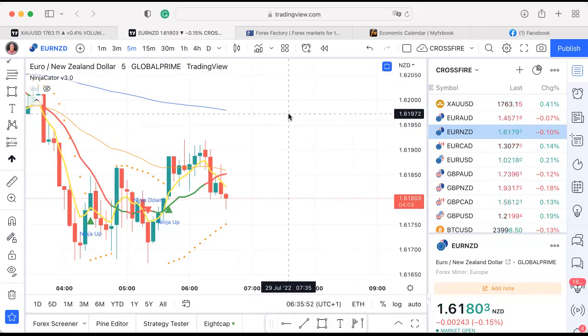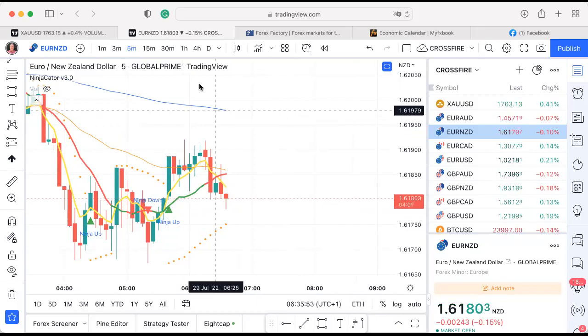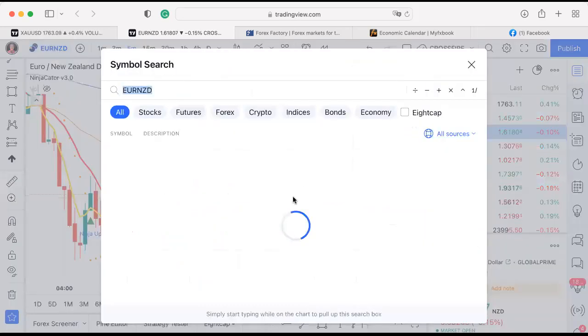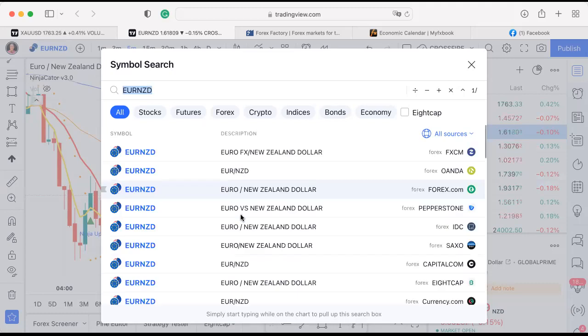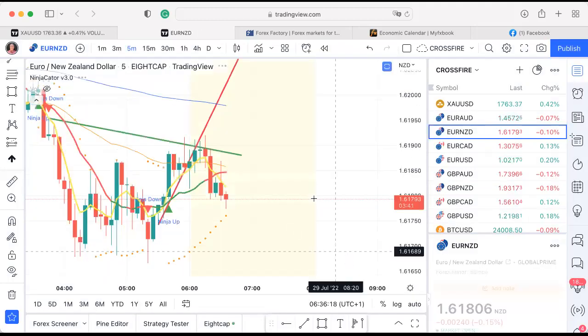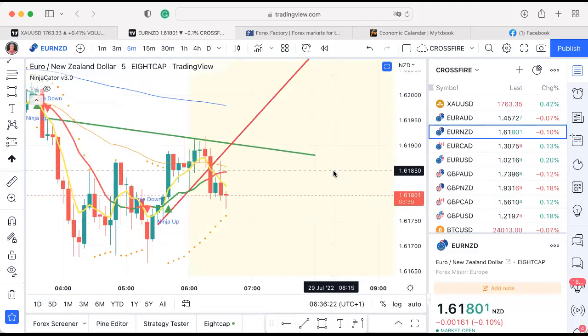Crossfire. And so, your lines have disappeared too. Yeah, I've actually gone to Global Prime by mistake. I should be on 8 cap. So if you change the broker, the lines don't stay then? That's right. They only stay on the broker feed that you put them on. Ah, okay. So if I go back to 8 cap, which is this one, I should have my. There we go. That's something learned. Well, you learn something every day.